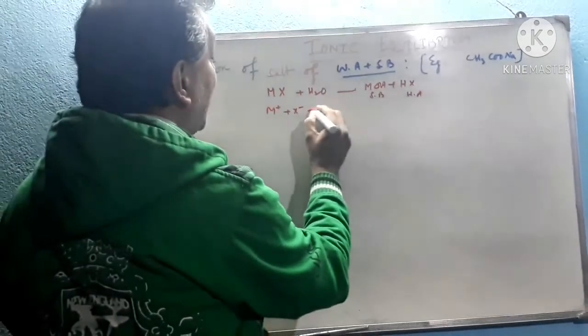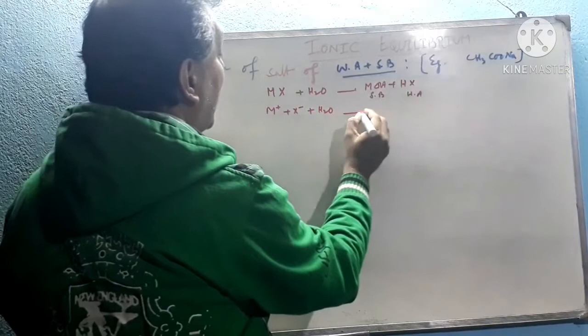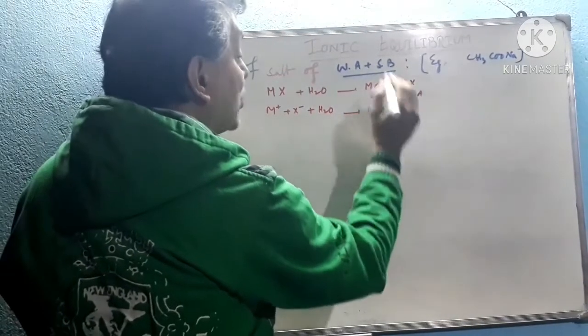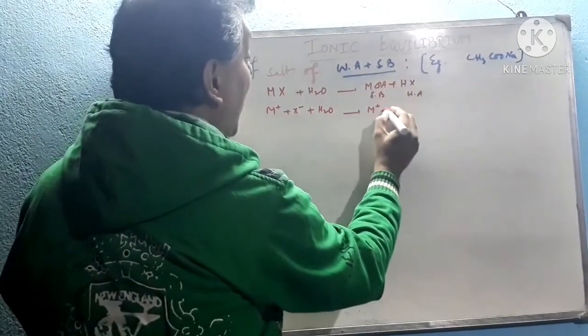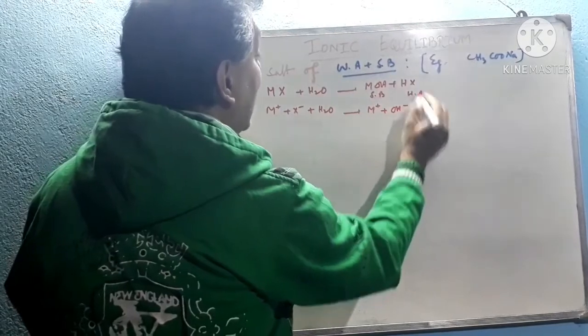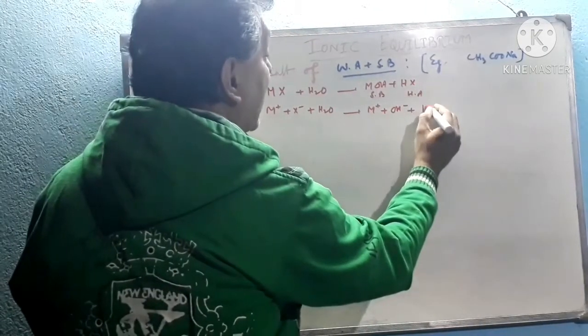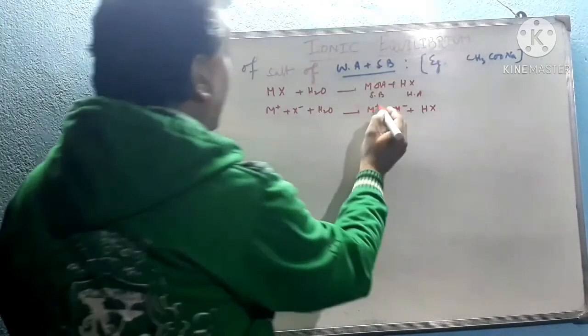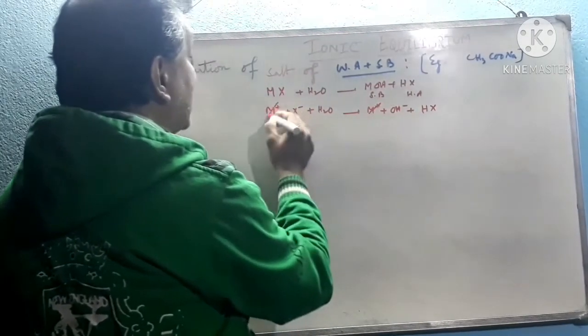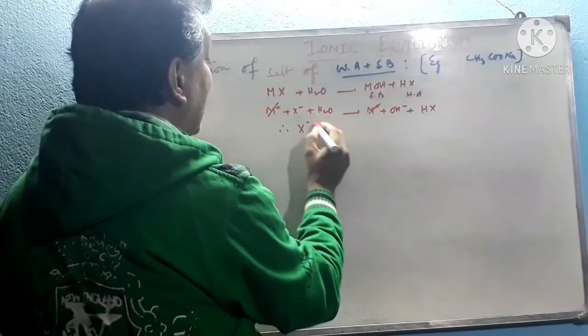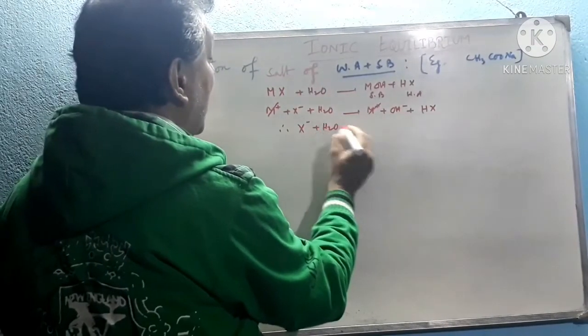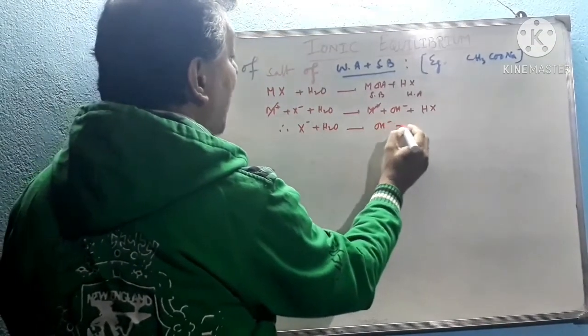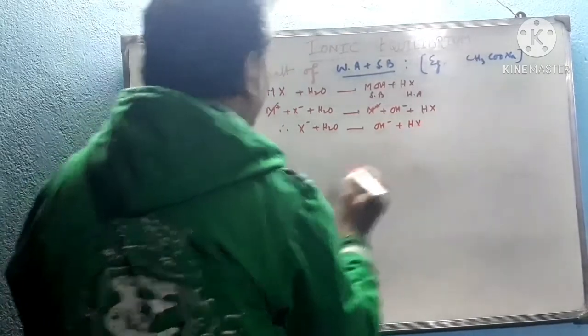because in water solution it dissociates to form M plus X minus, and it reacts with water to form MOH, which is a strong base, so it can be written as M plus and OH minus, plus it is weak acid, so it doesn't get dissociated completely and remains in its molecular state. So by cancelling these two, M plus, we can write this as X minus plus water to form OH minus plus HX. This is the expression.